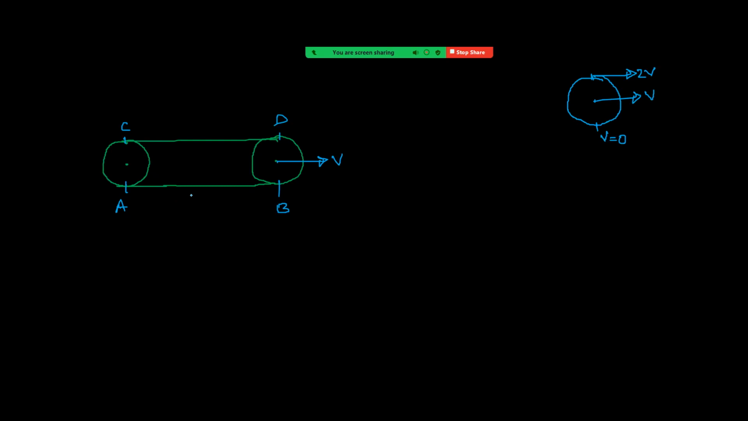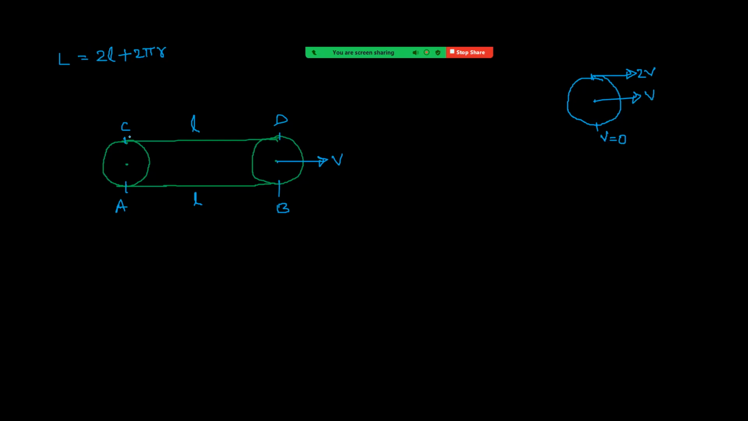Now see carefully. Suppose the length of AB is L. CD is also L. You can see A to C is pi r, D to B is pi r. So the total length is now 2L plus 2 pi r. We are given the belt mass, that is M. Let us see how to calculate now the belt kinetic energy.